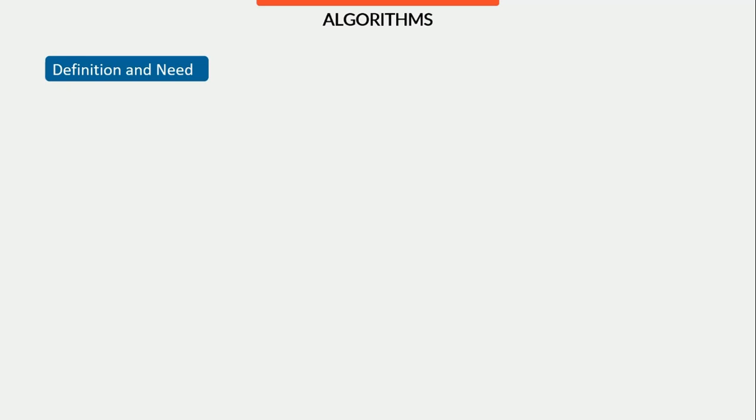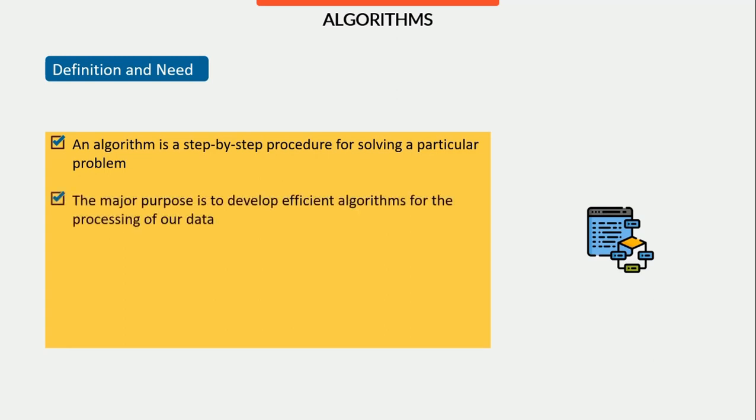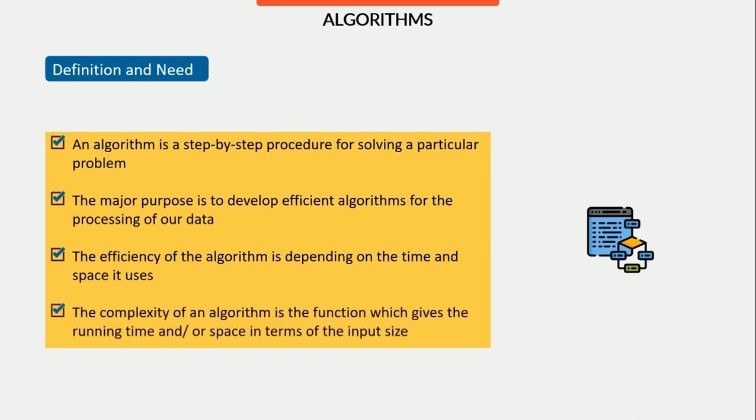The definition and need. An algorithm is a step-by-step procedure for solving a particular problem. The major purpose is to develop an efficient algorithm for processing of our data. The efficiency of an algorithm depends upon the time and space it uses. The complexity of an algorithm is a function which gives the running time or the space in terms of input size.